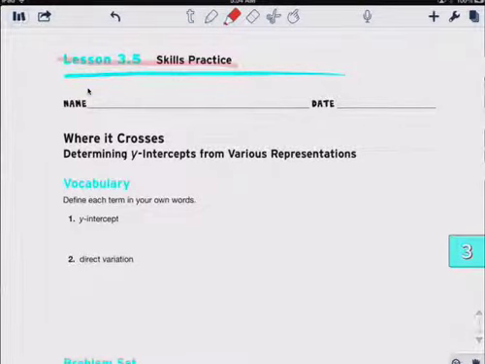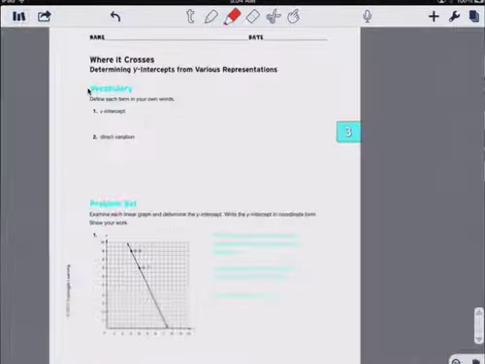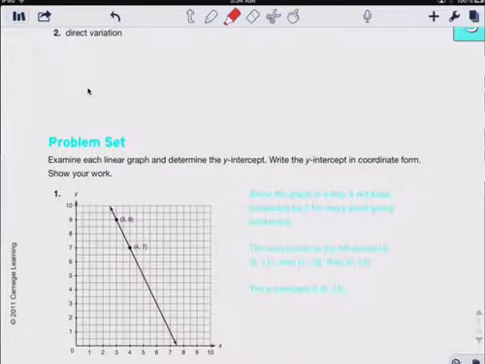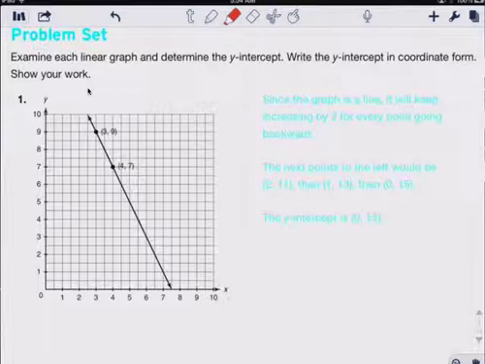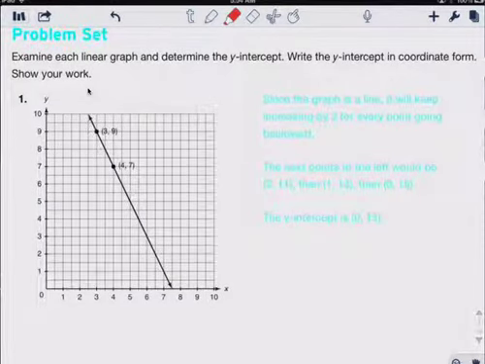Of your homework, skills practice, practicing your skills. Ignore the blue part because I whited it out on your paper. Examine each line graph, determine the y-intercept. Write the y-intercept in coordinate form. Show your work, okay? So we're finding the y-intercept here.